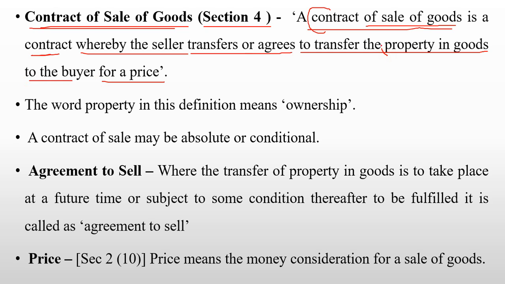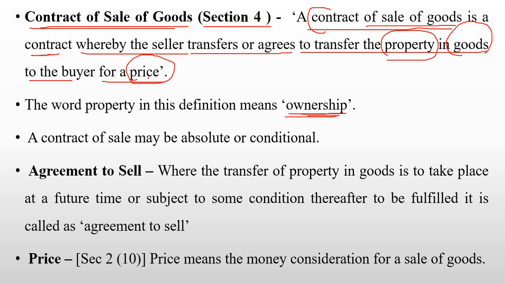Now here in this definition, the word property means ownership. So a contract of sale of goods is a contract between seller and the buyer. So the seller is going to transfer the goods. Along with the goods, he is transferring the ownership of that goods to the buyer, and in return the buyer is paying some money, means he is giving some consideration in return of that good. Means buyer is going to purchase the goods from the seller, and in return buyer is going to make the payment of that specific goods.